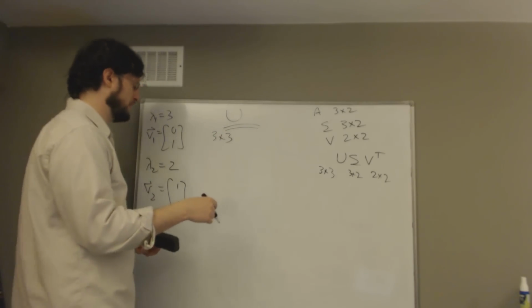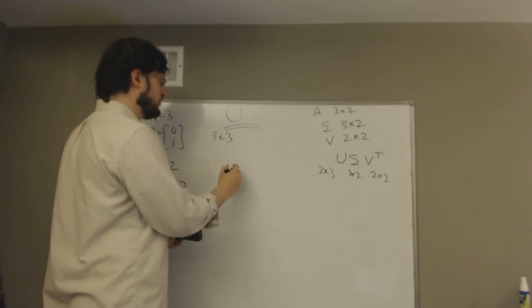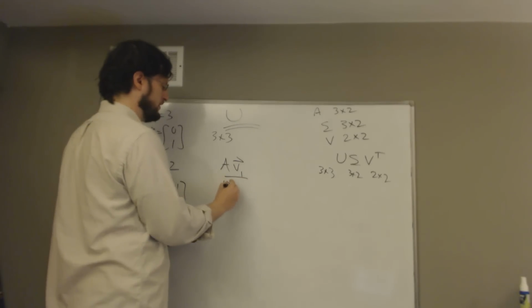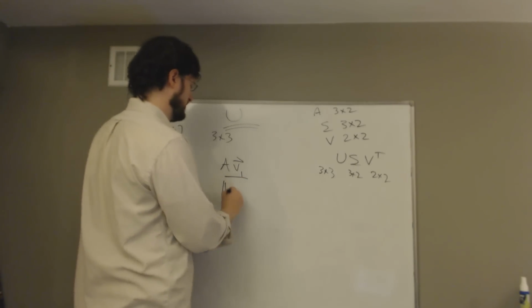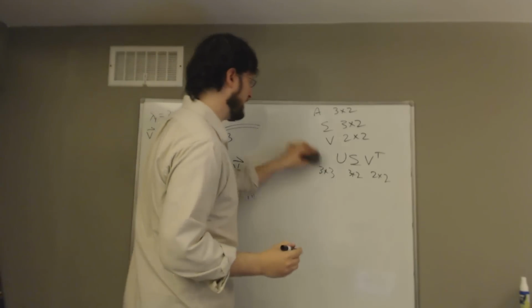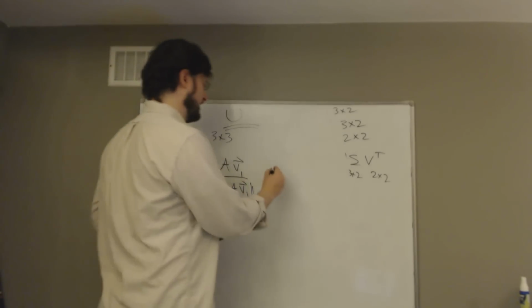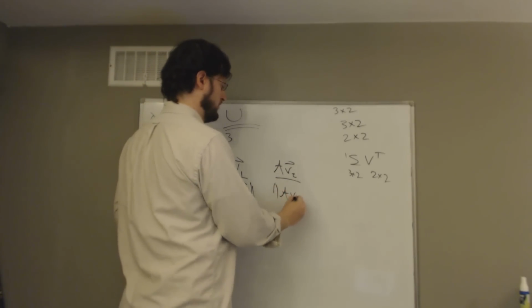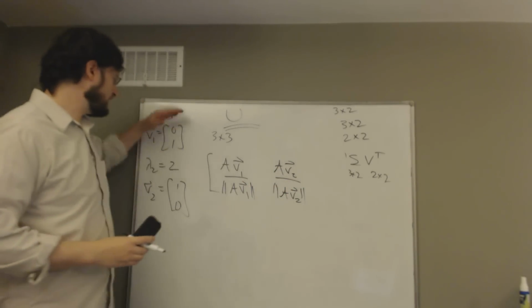Now, here's where we get a little bit of a problem, because remember what I do. I take AV1 divided by its length, I take AV2 divided by its length, but that's it. That's all I got.